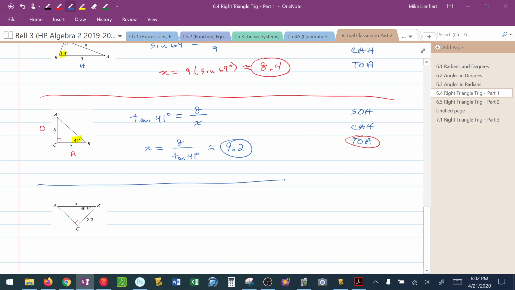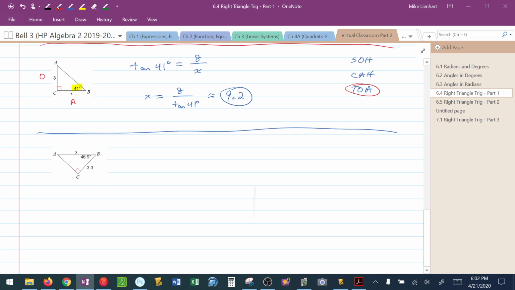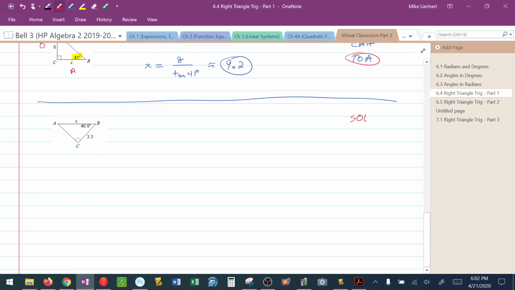All right, let's try one more here. Again, I'm going to just write down the SOHCAHTOA. I've got my reference angle here of 46.9 degrees. I know right away x here is my hypotenuse because that's across from the right angle. But this 3.3 is adjacent. Opposite would be over here. That's not opposite then. Who is AH? That would be the CAH, or the cosine.